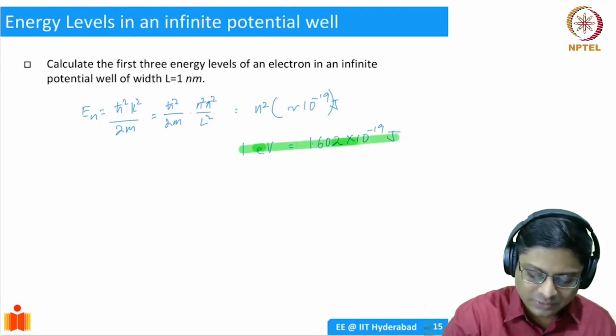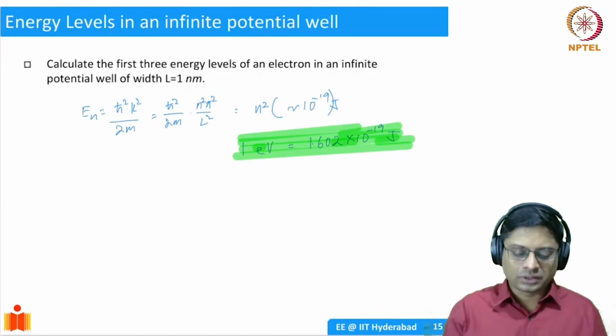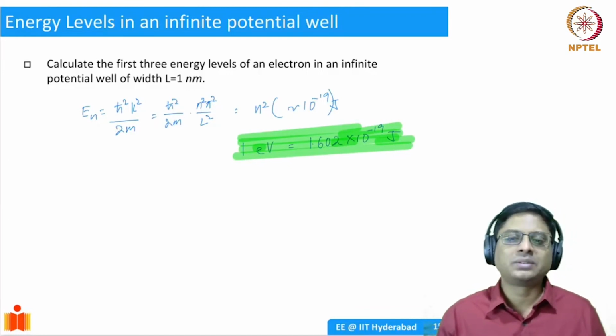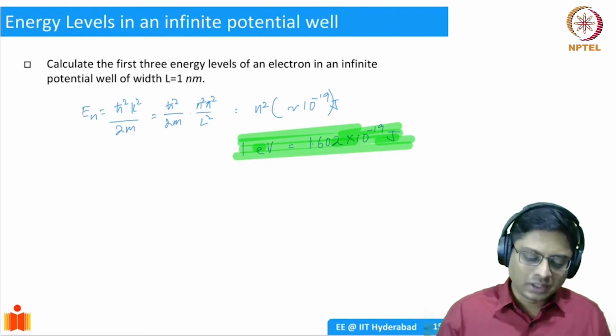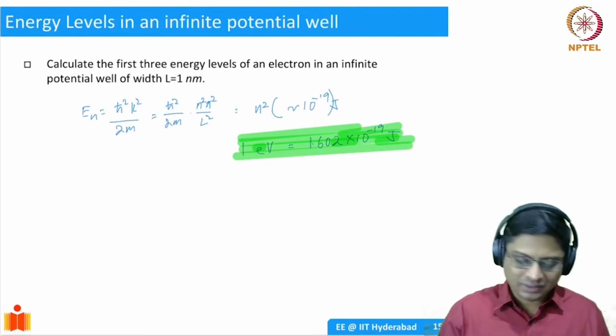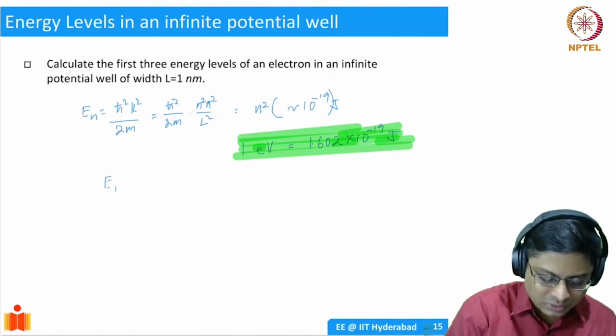Sometimes we refer to energies in eV because it is a very convenient unit for electron bands and all that. So 1 electron volt is basically charge times 1 volt, q joules you can say. Okay. So if you do this calculation, you'll get this. Please try to do it yourself. E1 equal to how much? E2 equal to how much? E3 equal to how much?